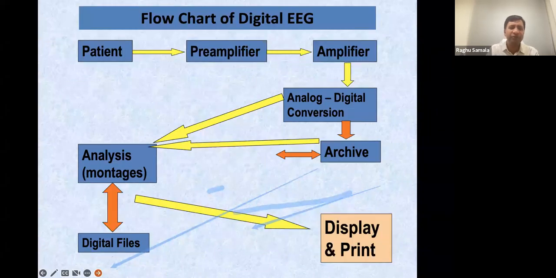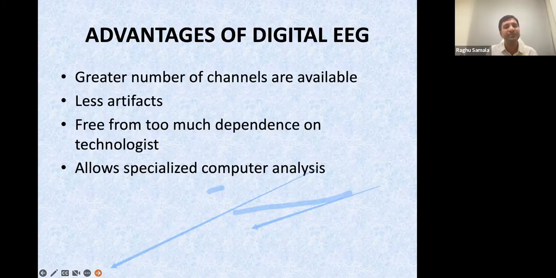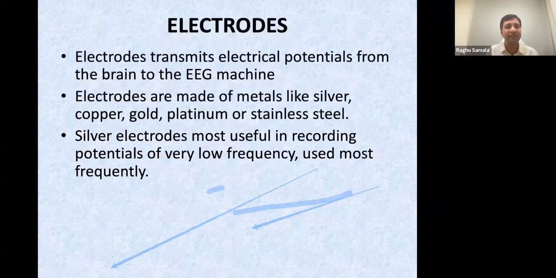Previously we used to have paper recordings, though I don't think any of us has seen them. Now it is all digital, and it is more advantageous. All of us know the number of channels available and the specificity, and you can change and see. And what kind of electrodes will we use? Electrodes transmit the electrical potential from the brain to the EEG machine.